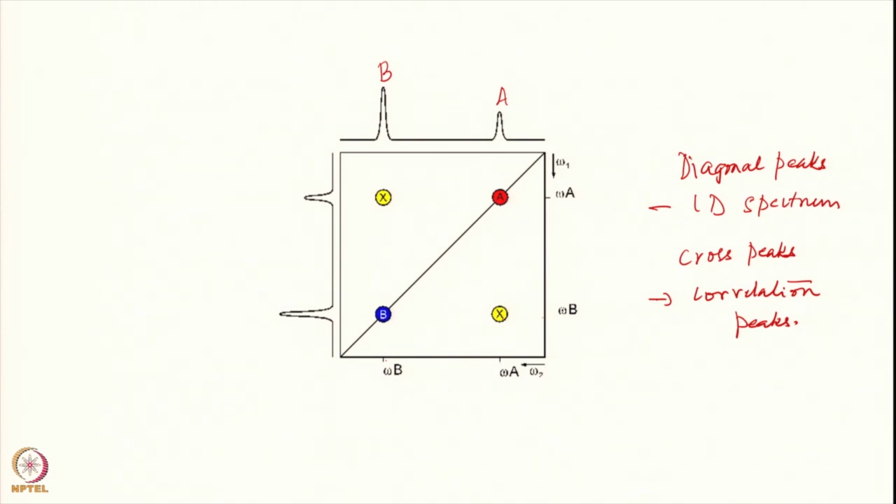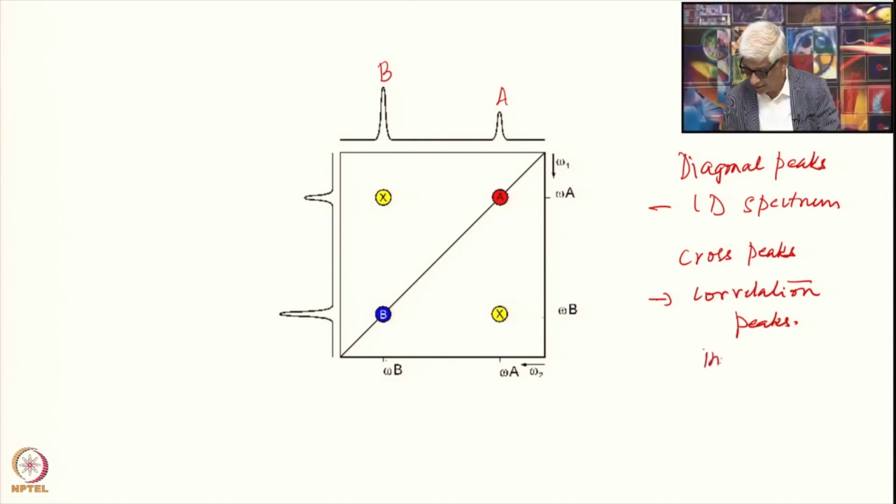This is the schematic of the 2-dimensional correlated spectroscopy. So, you have 2 frequency axes and the diagonal of this correlated spectrum is basically a 1-dimensional spectrum, and the off-diagonal peaks are also called the cross peaks. The cross peaks actually are the correlation peaks, and these are your information carriers.